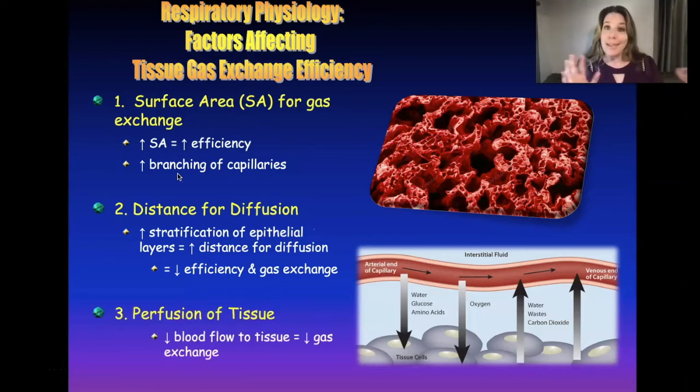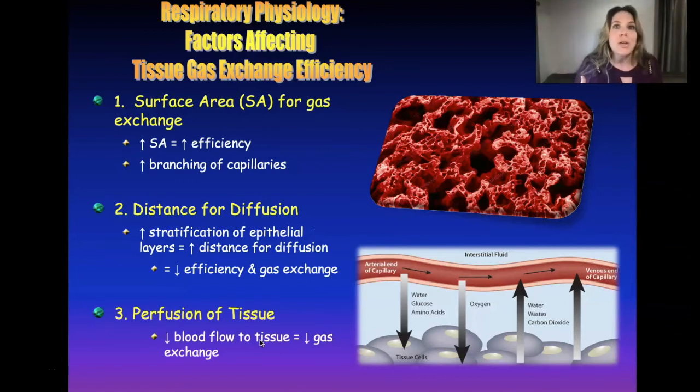And finally, like it was in the pulmonary gas exchange, the perfusion of tissue. So again, having blood flow going near where you need the gases to go is vital. And so when you have low blood flow to the tissues, you're going to have less gas exchange. It's not going to be as efficient because there's not as much area for the blood to pick up those gases. And if there's no blood, there's not going to be any gas exchange.